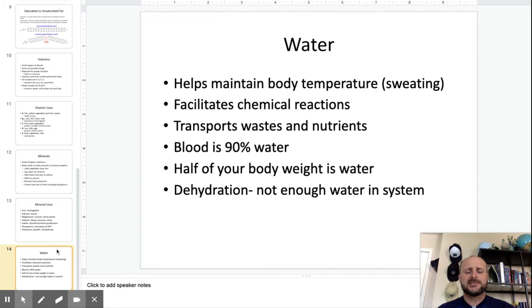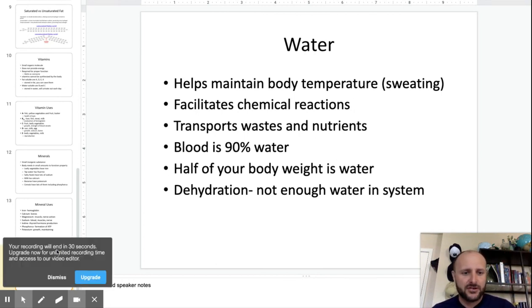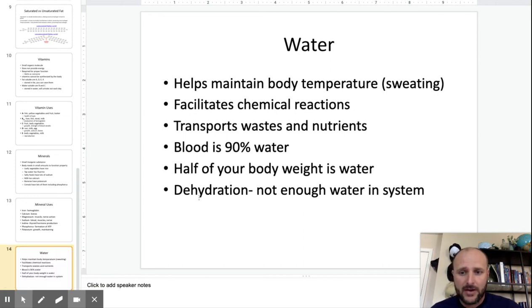And the last nutrient class that you need is water. Does a lot of things, help maintain body temperature, facilitates chemical reactions, especially that hydrolysis that we mentioned earlier, transports waste and nutrients. Your blood is made up a lot of it. When you don't have enough, it's called dehydration. That ends the nutrition PowerPoint.